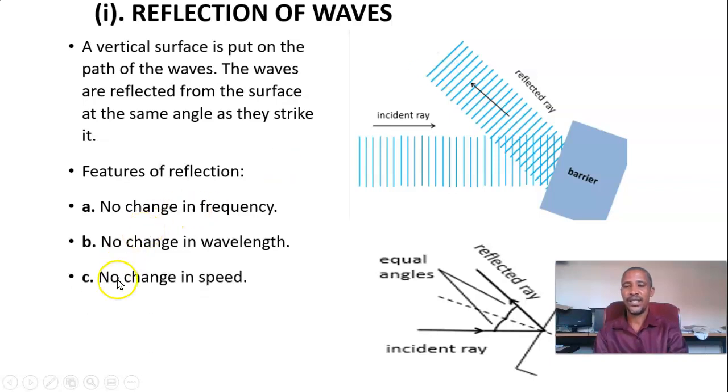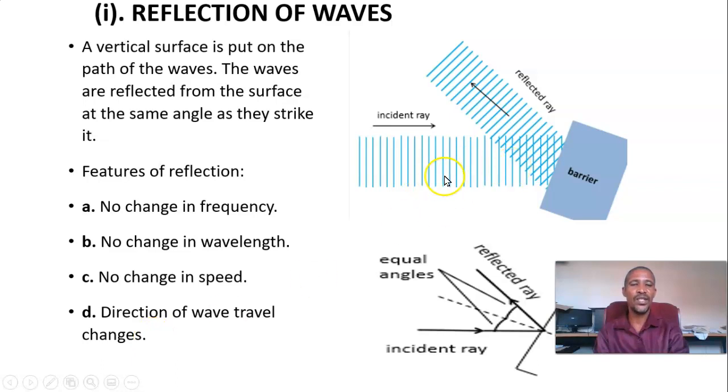C, there is no change in speed. The speed that the wave approaches the barrier is the same as the speed that the wave leaves the barrier. And then D, the direction of the wave travel changes. So this is the only thing that happens, because this was going that way, now it changes direction and goes in that direction.